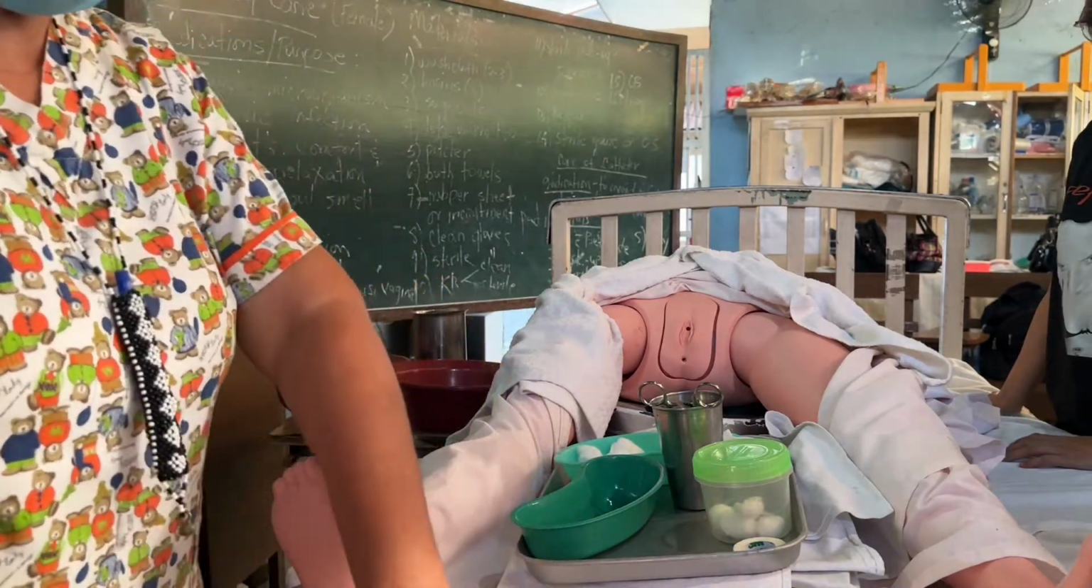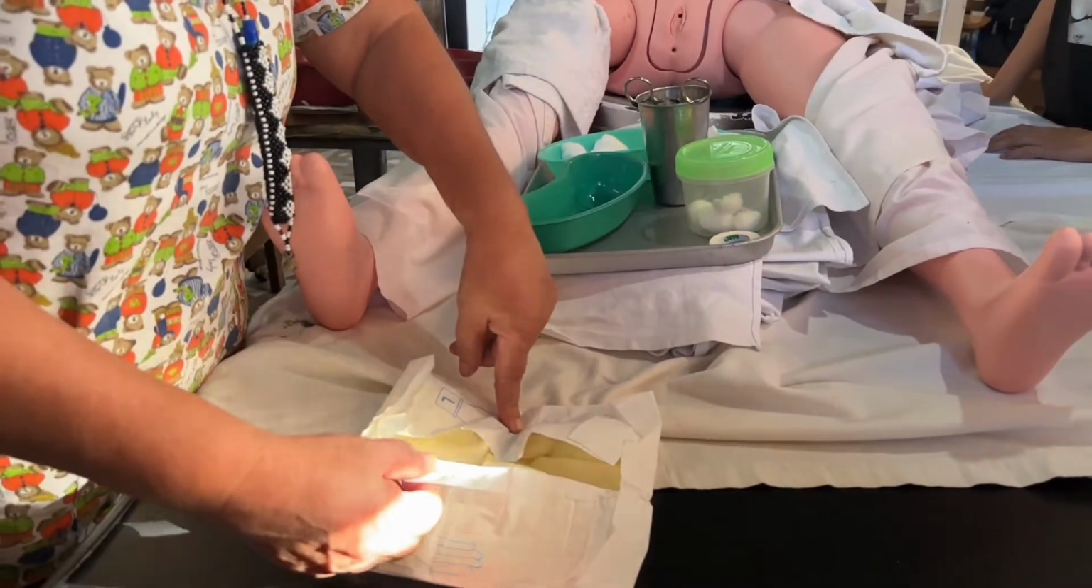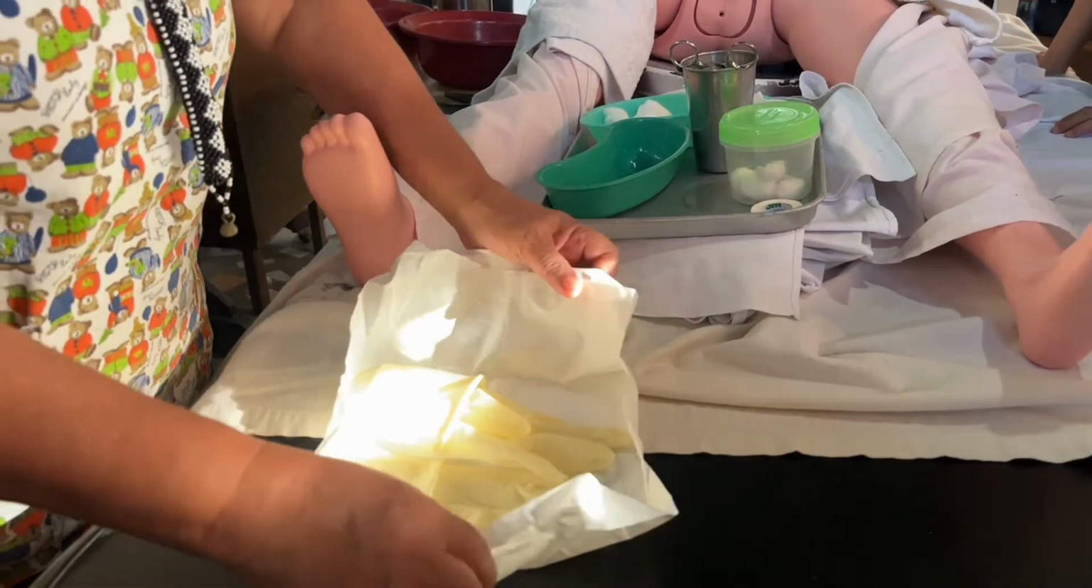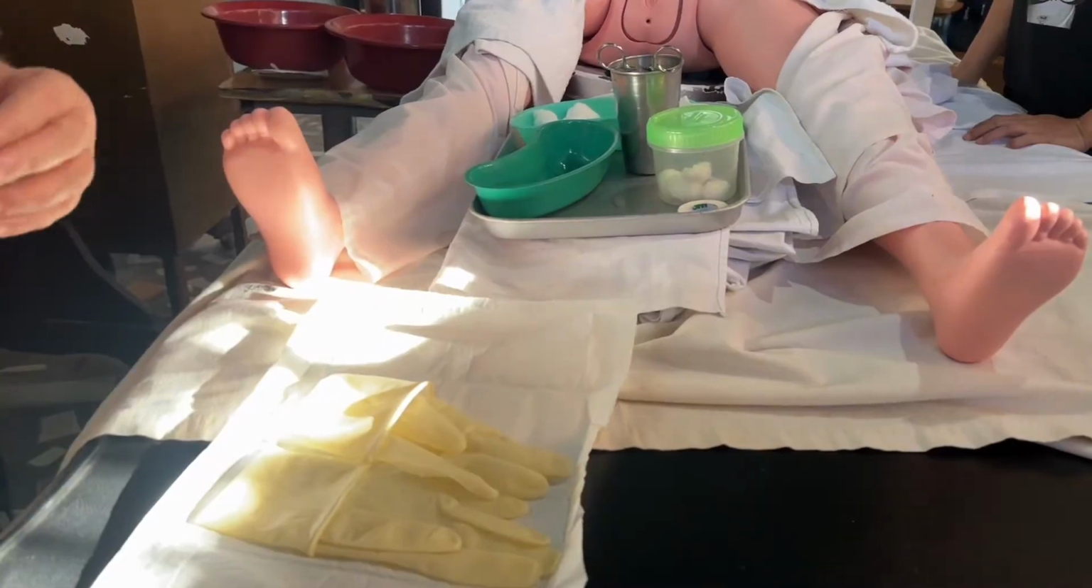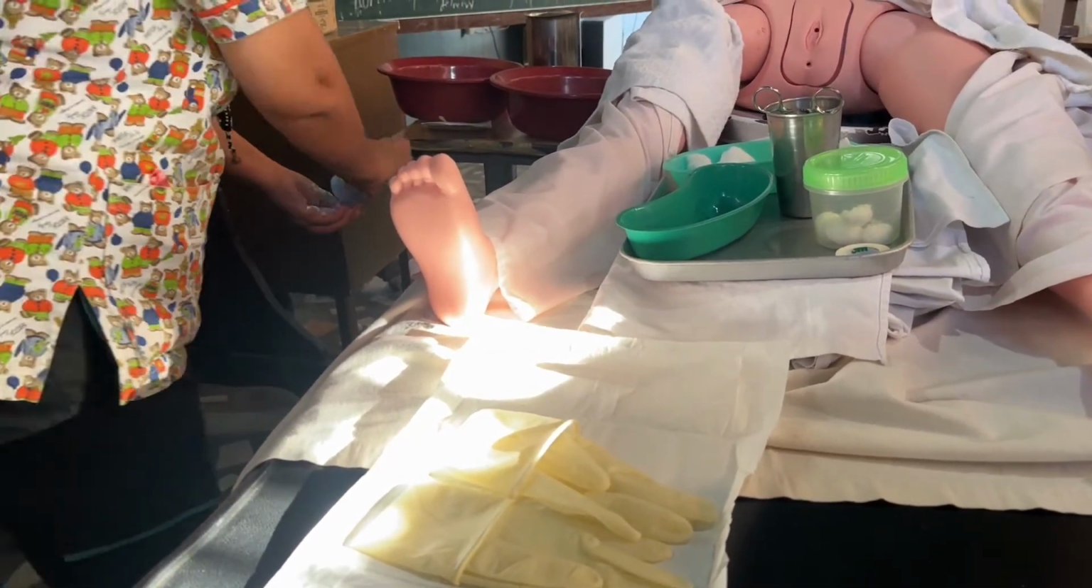Then you fix the flap, the cuff of the cotton. Okay. So define the flap. So we should apply powder, para mo-slip ang gloves. Yeah.